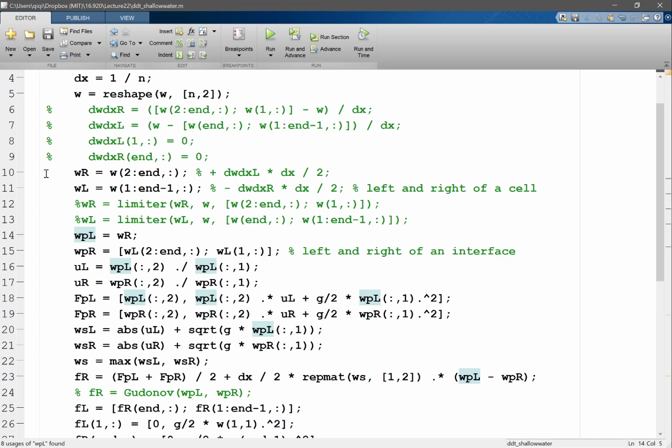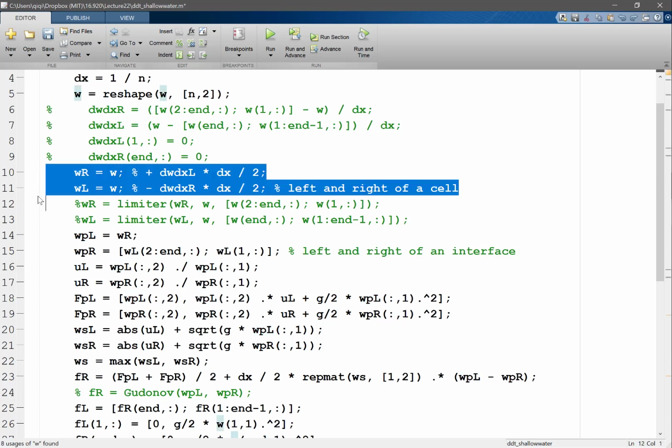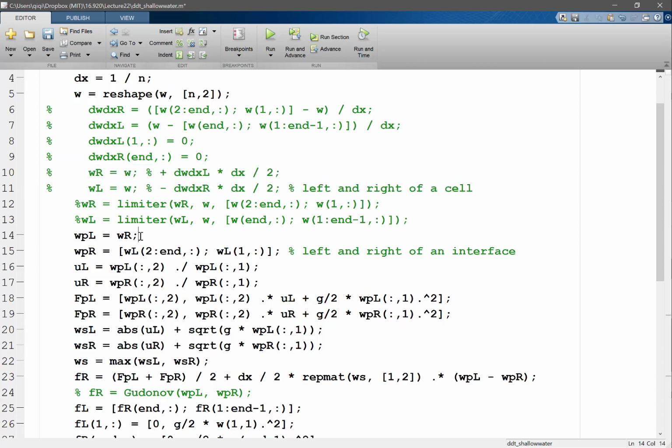Oh, sorry, that's not what I wanted to do. I also wanted to comment this out, and for an interface, WIL, the left state of an interface, should be W from 1 to n minus 1 if we stick to a first order scheme. The right state for an interface should be W from 2 to end, right? Okay, and let's just call it interface. So now we have n minus 1 interfaces because we are only considering the interfaces in the middle.